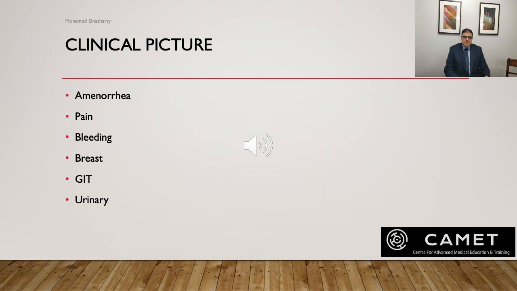That's why it's very important to do a pregnancy test for any woman in the childbearing period who presents with any of these symptoms. We have cases who presented to the emergency department with vomiting and diarrhea, and the pregnancy test was missed, and we discovered that she had an ectopic after it ruptured. So again, I have to emphasize that it's very important to do a pregnancy test for any woman in the childbearing period presenting with these symptoms.